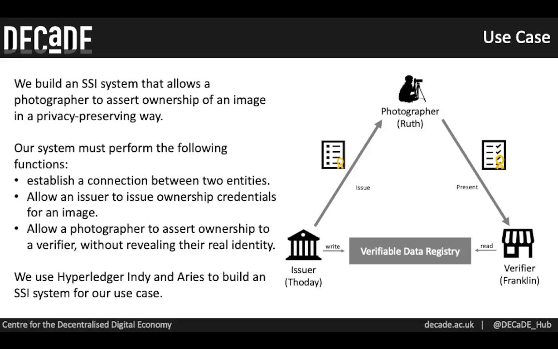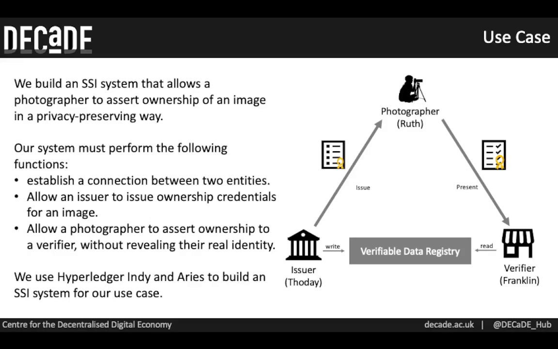To do this, we required an SSI system that supported three basic functions. Firstly, Ruth must establish connections with both FODI and Franklin to enable the sharing of credentials and ownership proofs respectively. Secondly, our SSI system must allow FODI to issue an ownership credential to Ruth. And finally, we require that Ruth can assert ownership of an image to Franklin.